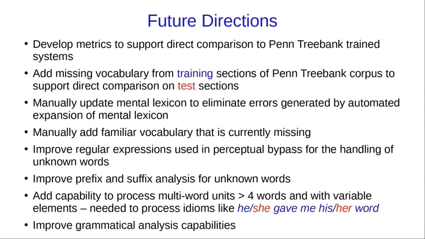We can also improve the regular expressions used in the perceptual bypass for the handling of unknown words, and we can also improve the prefix and suffix analysis for unknown words. We want to add a capability to process multi-word units that are greater than 4 words and with variable elements. We need this capability to process idioms like he/she gave me his/her word.